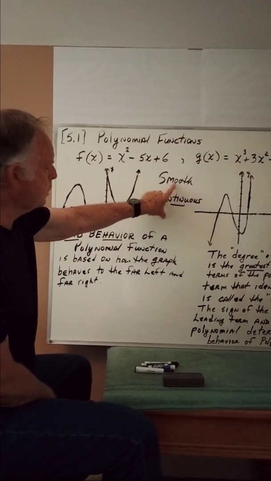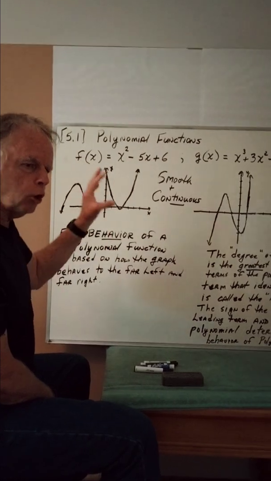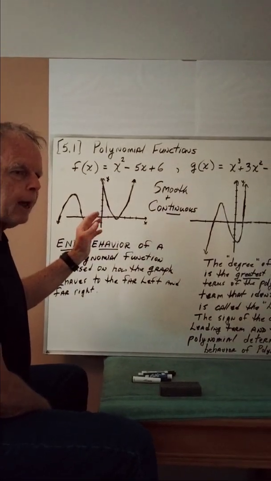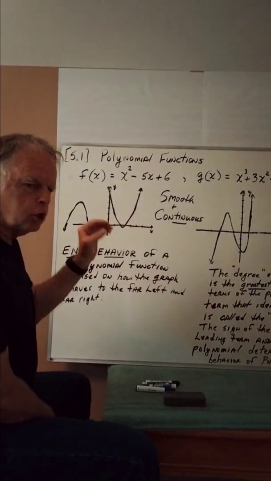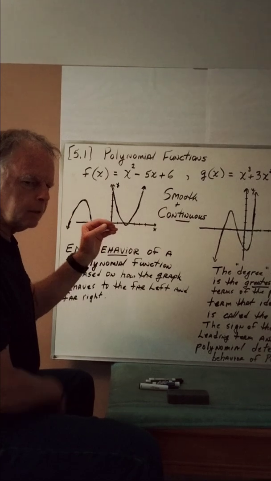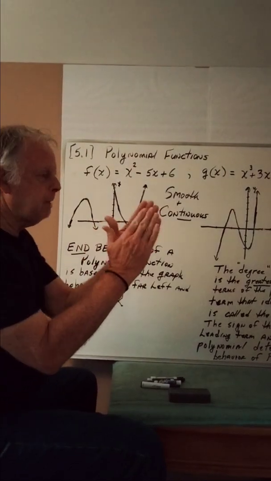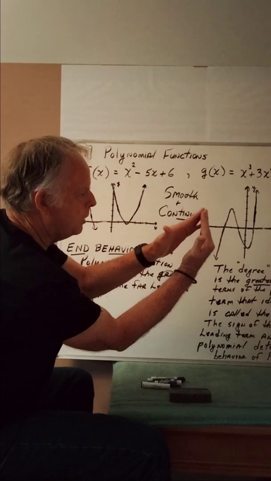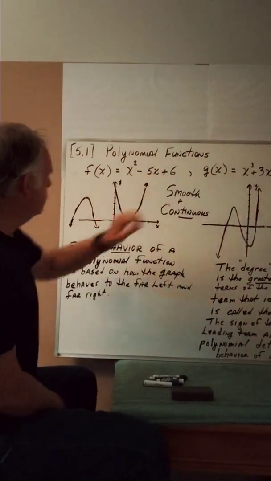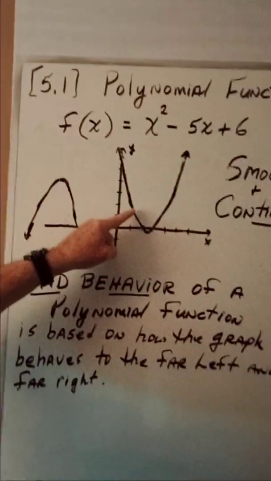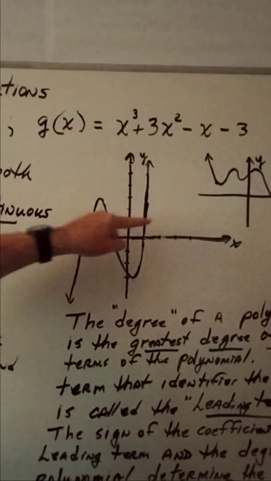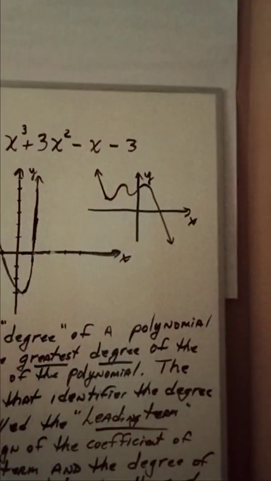What I mean by smooth is all graphs of polynomial functions have rounded corners. There are never sharp corners that are pinpointed in this particular way. They're never sharp, they're rounded, so to speak. Rounded, rounded, rounded, rounded. Never any sharp corners.